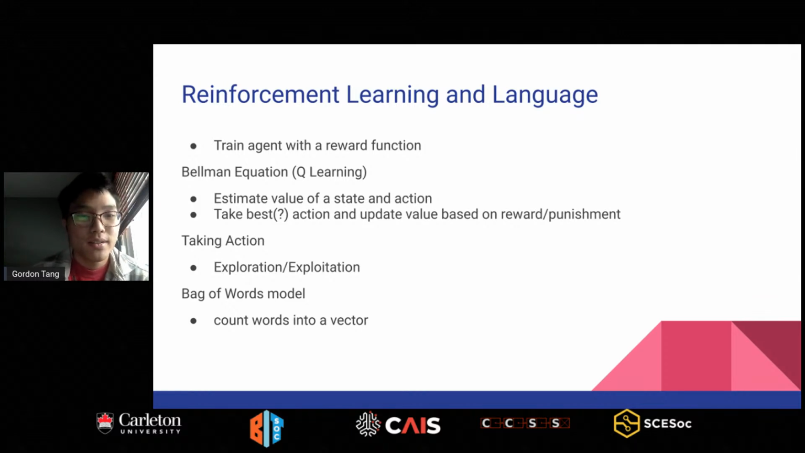Cool. So the third topic is reinforcement learning and language. This is actually two separate topics squished into one. Reinforcement learning and language are different, so I'll mostly talk about both. For reinforcement learning, as I explained in my third slide, there's something called Q learning and deep Q learning. The Q learning is based on the Bellman equation. It's a very famous equation you see a lot even today.